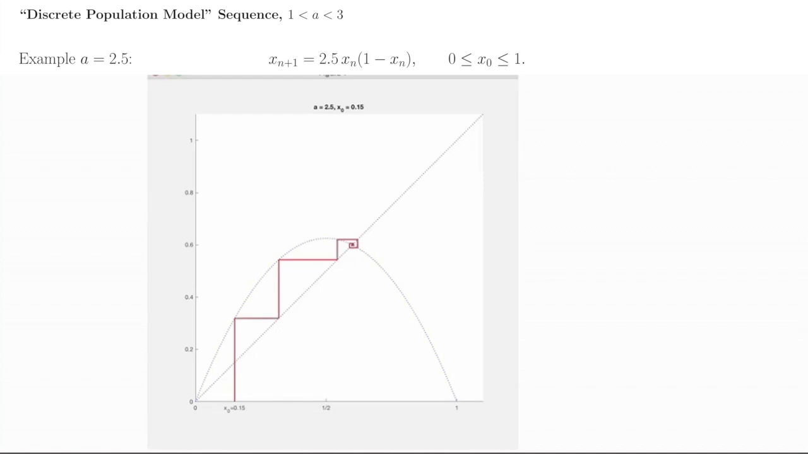Okay, there you see we come at it from the left, but instead of staying trapped between the parabola and the line like we did up to a equals 2, we're now actually trapped for a while and then we spiral. If I start way on the right, of course I bounce left and then I spiral.